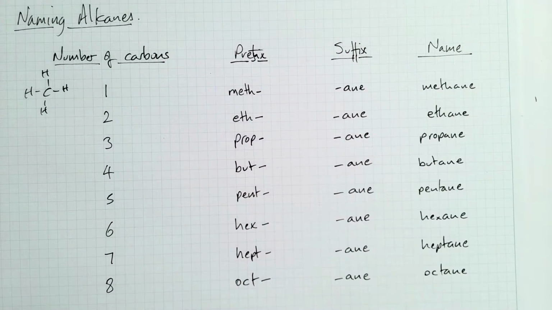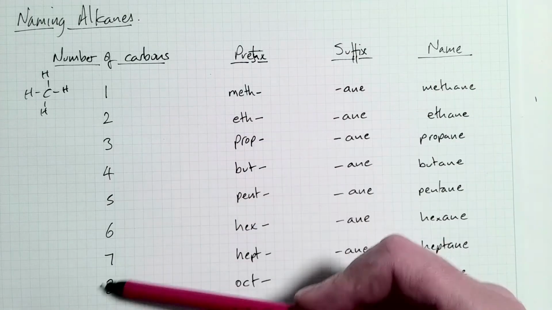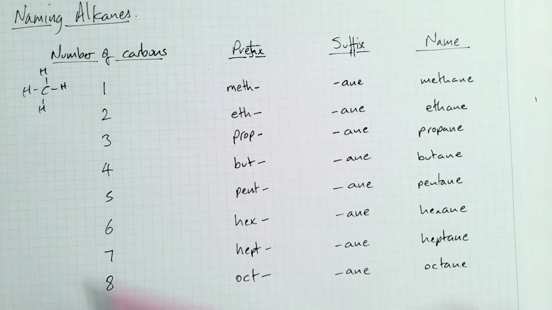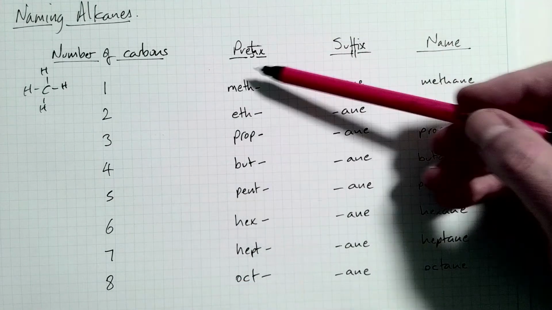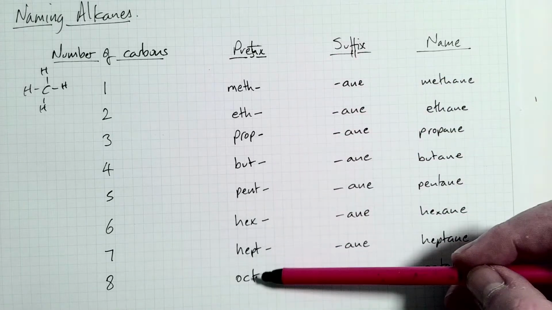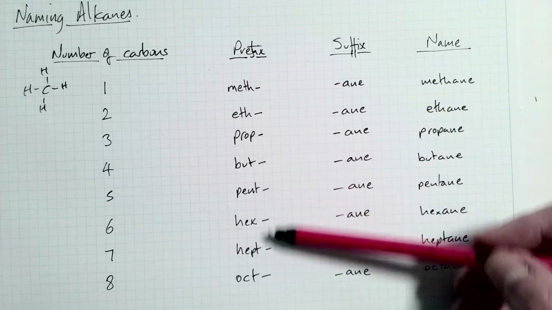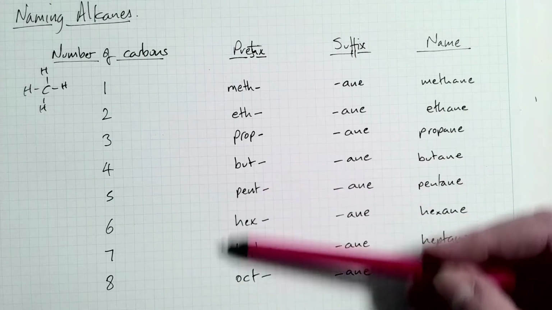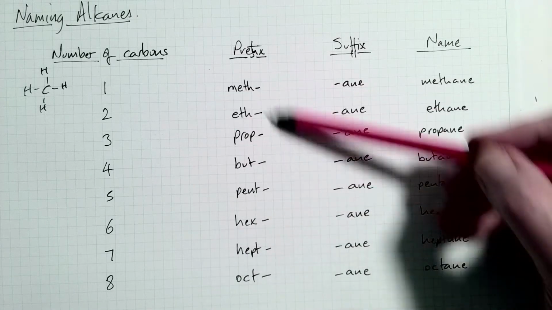Very, very straightforward. In this column, I've got the number of carbons in the chain. We haven't got any branches in these chains. We'll talk about those in another lesson. And very simply, the prefix that we use is meth, eth, prop, but, pent, hex, hept, oct. Remember, these ones here are the same as geometric shapes. These ones here are the tricky ones to remember.